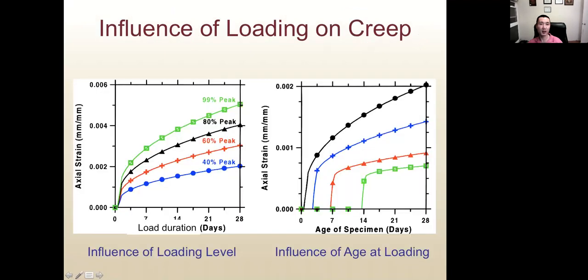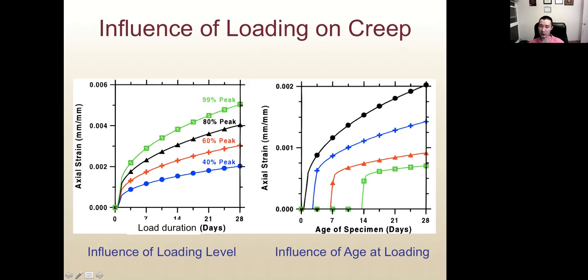Right. And here shows the influence of loading on creep. Right. As we can see here, different levels of loading, 99% of peak load, 80%, 60, 40% of peak load, and the vertical axis is the axial strain. So as we increase the percentage of peak load, concrete will have more creep. Okay, we have more internal stress, so creep will be higher. So that makes sense.